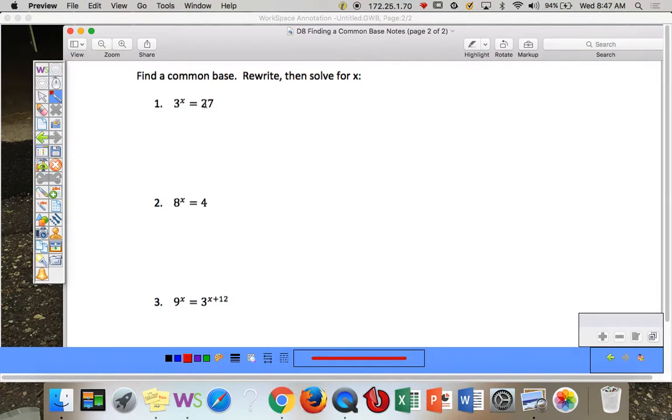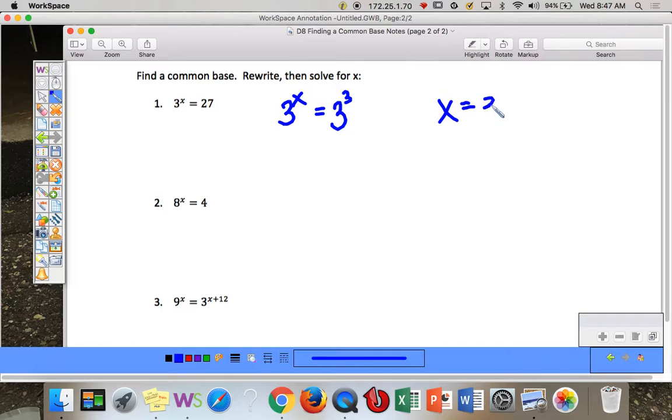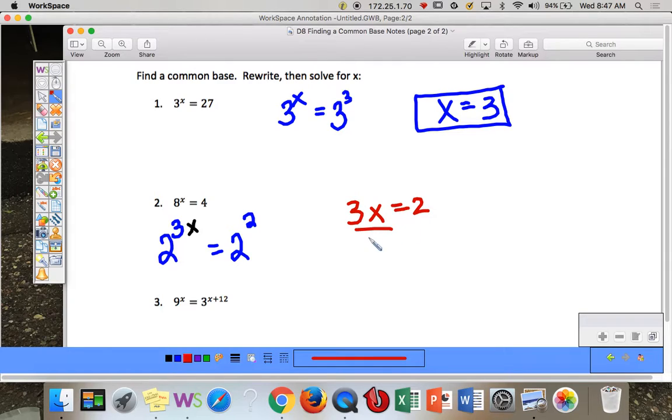So first we look at the two bases, 3 and 27. The common base is 3. So we can rewrite this as 3 to the x equals 3 to the third power. Now they have the same base, and we can set the exponents equal and solve for x. Let's try the next one. 8 can be written as 2 to the third power, but don't forget there's still that x there, and that equals 4, which can be written as 2 squared. So now they have the same base. We're going to set the exponents equal. 3x equals 2. Solve for x, so we're going to divide each side by 3. So x is 2/3.